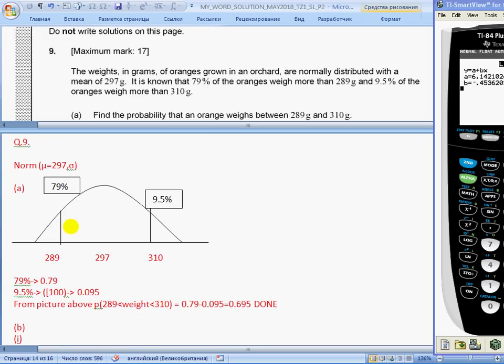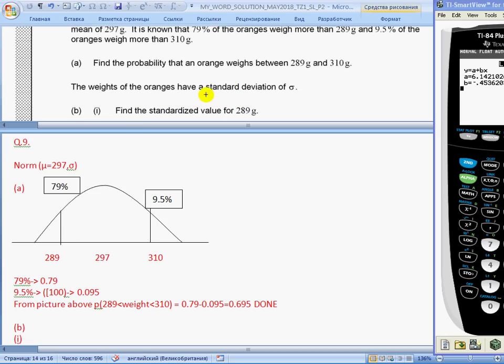Okay, so we need the probability that we are in here. So we should change this percent into decimal form, 0.79, and subtract 0.095, and we get the probability in between. This is the answer.